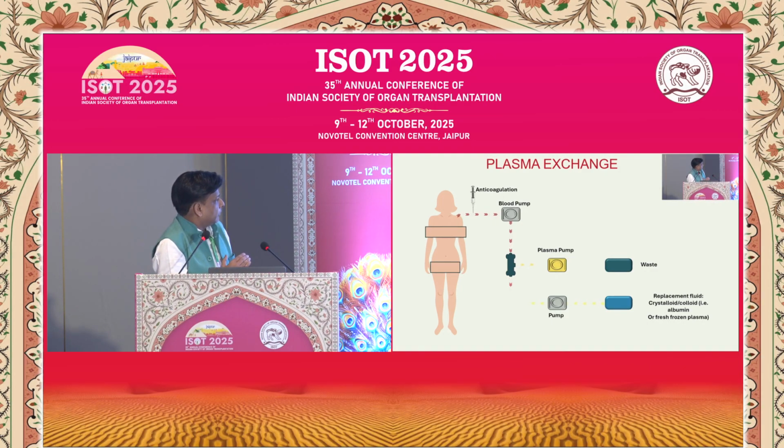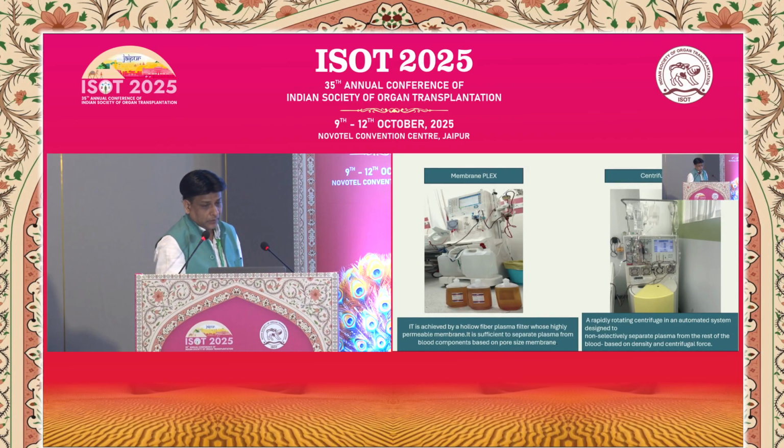So how does it work? You take blood, pump it through the plasma filter, a plasma pump removes the plasma to waste, and replacement fluid is given back. This is membrane plex, and this is centrifuge plex. In membrane plex, there are hollow fiber plasma filters with a highly permeable membrane, and it separates the plasma from blood components based on the pore size of the membrane. The centrifuge non-selectively separates the plasma from the rest of the blood based on density and centrifugal force.